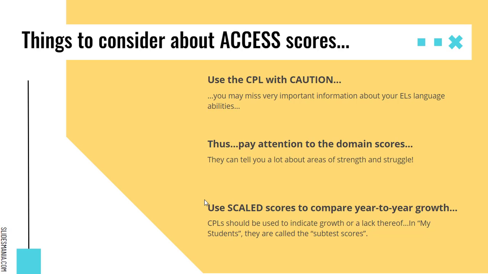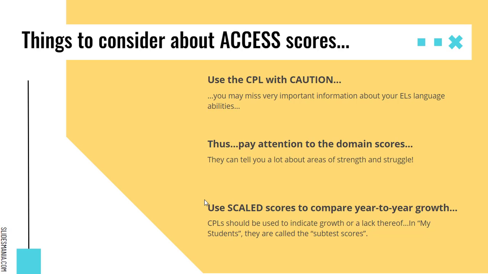So for example, this kiddo here, if you saw that he has a 3.1, does he really truly have a 3.1 in everything? Is that how we derived a 3.1? Not really. So we have to make sure we pay attention to those domain scores. They can tell us a whole lot about where the students struggle and where they're really, really strong.